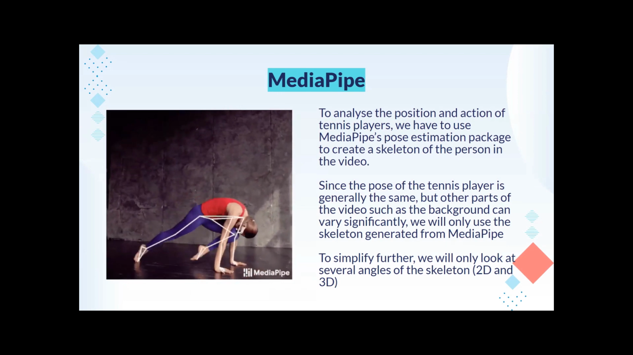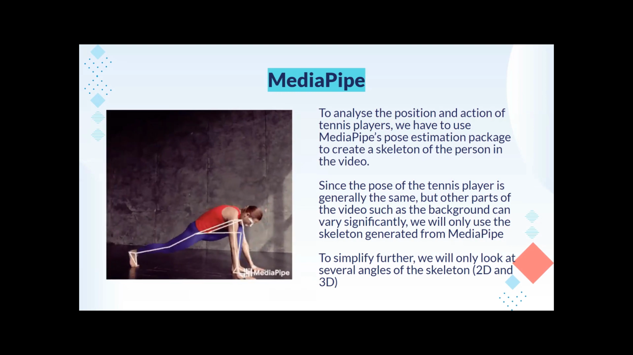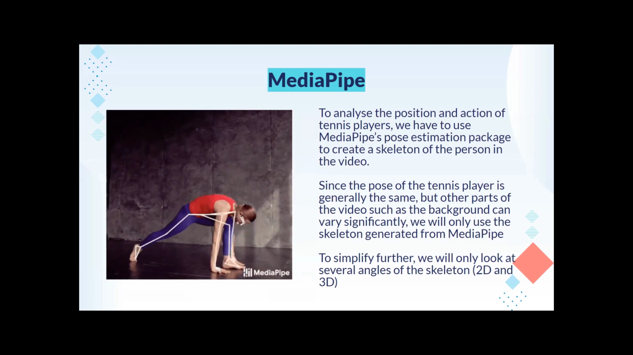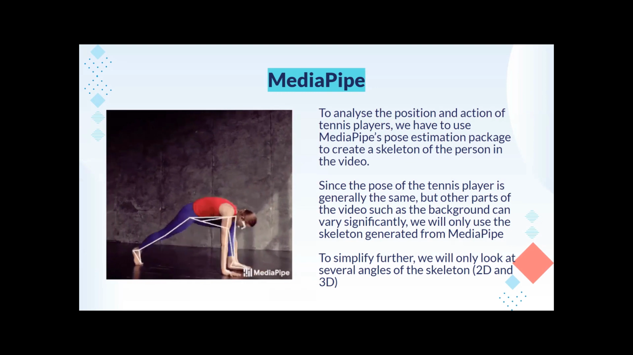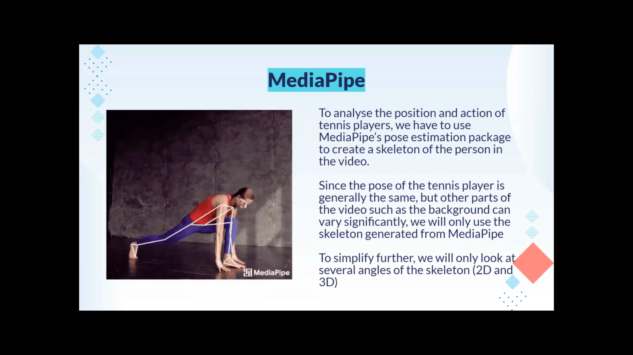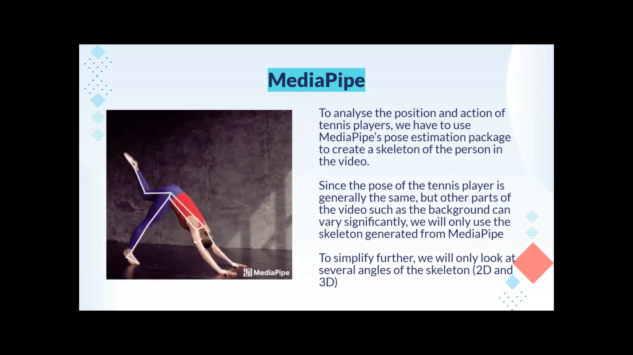To simplify this further, we'll look at several angles within the skeleton. For example, the angle between your arm and your body, the angle between your legs, and the angle formed at your elbows. All of these different types of angles can be calculated through mathematical means using the 2D or 3D data points predicted using MediaPipe.